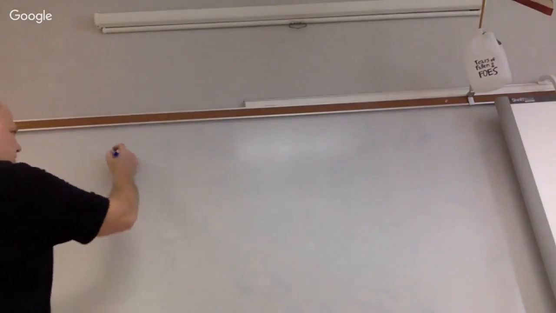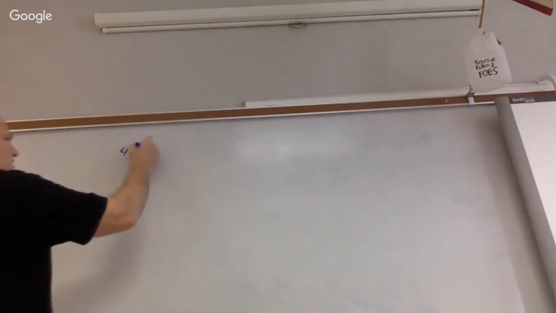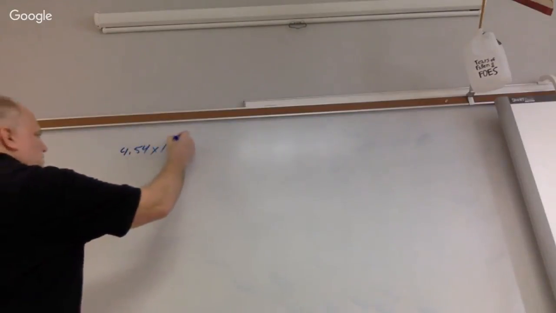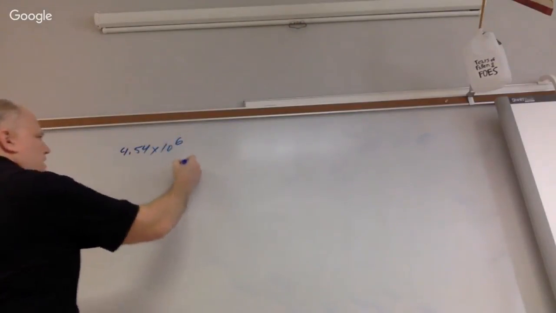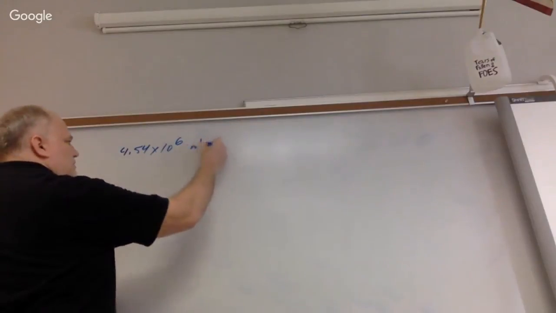Let's try one that's brutal. You probably won't see this question walking down the street, but if you can do it, and let's include exponents and everything. Let's go 4.54 times 10 to the, let's go crazy, 6th. I'm going to go miles per hour.